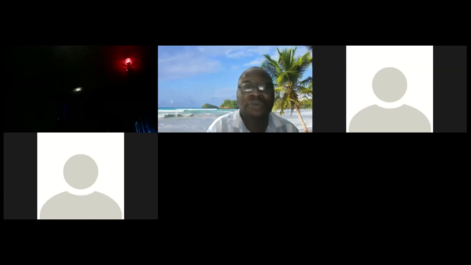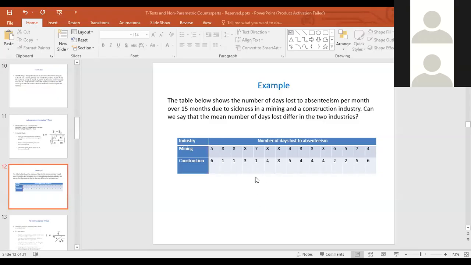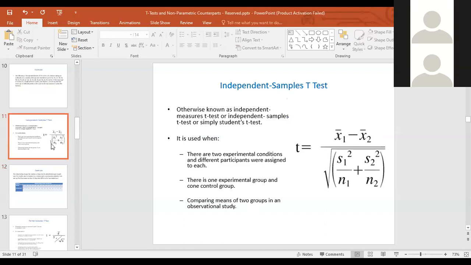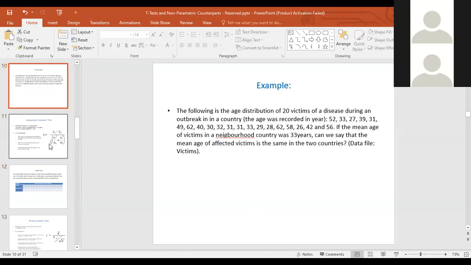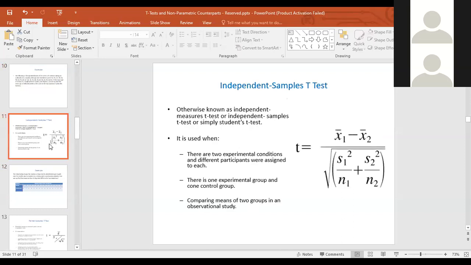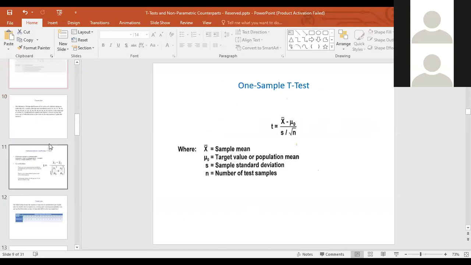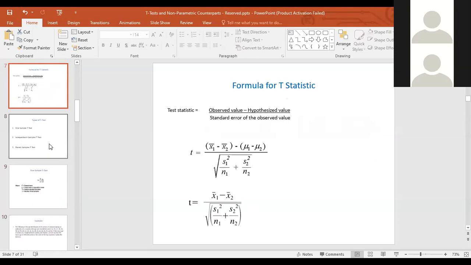So we continue. Now, that is the example we just did. No, that's not the example. This one, another one. This is the example we just did, the example for the sample. Let's go to the next one. The independent sample T. We don't need to talk much about it because the formula you are seeing is what I used to illustrate the T generally.